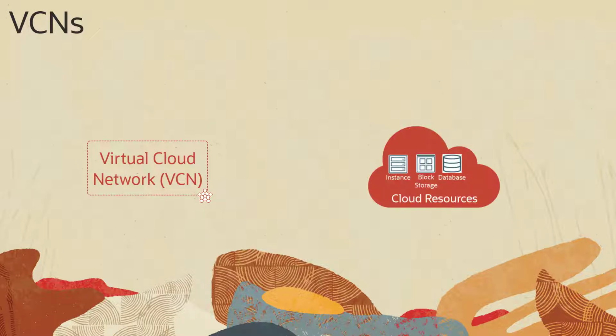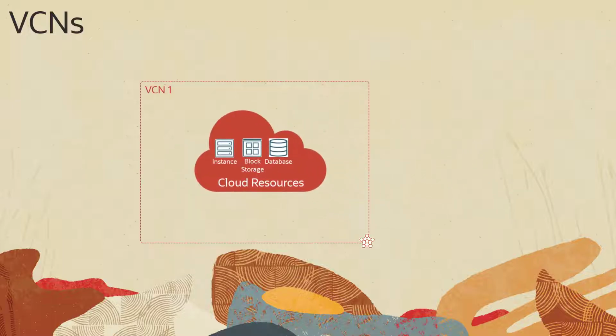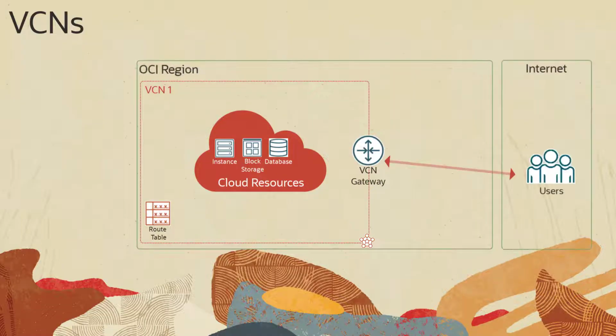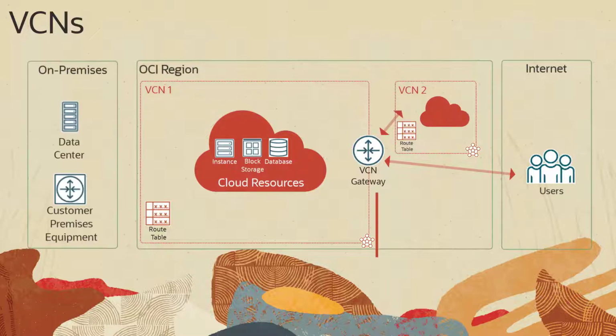VCNs. Start setting up your OCI presence by creating a virtual cloud network, or VCN, to host your cloud resources. A VCN resides in a single OCI region and comes with a route table that you can configure. Use VCN gateways to allow your cloud resources to receive internet requests, connect to other VCNs, or connect to an on-premises network.